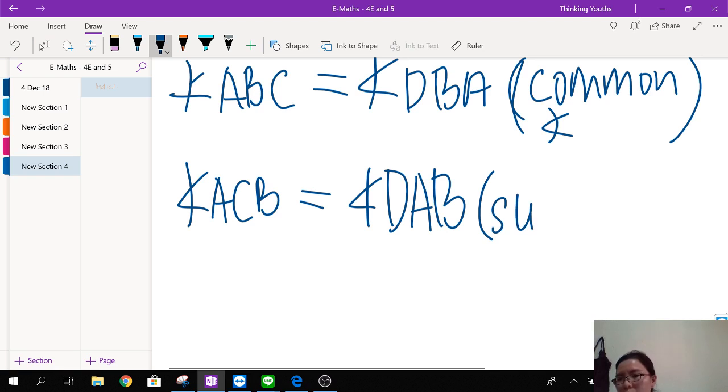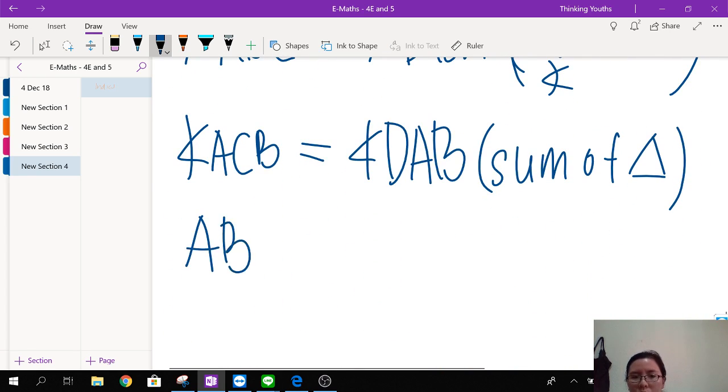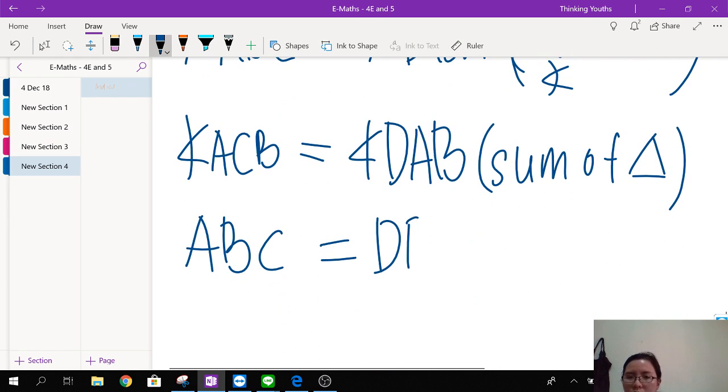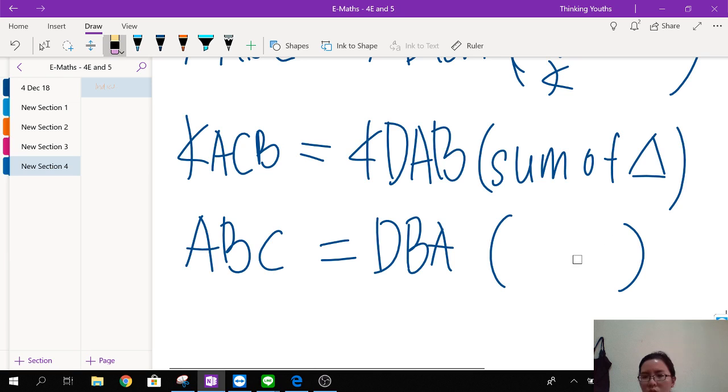Okay, sum of triangle. So conclusion, you have to show that ABC equals to DBA is similar, proven by SSS. Side. No, sorry. Should be angle, because we are not using the length. So we will prove by using AAA.